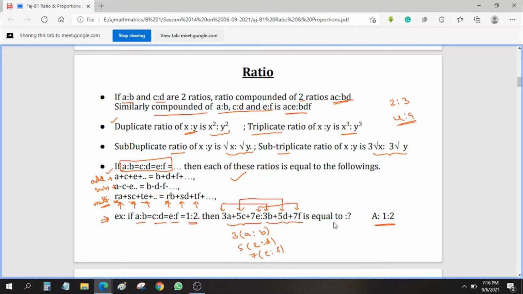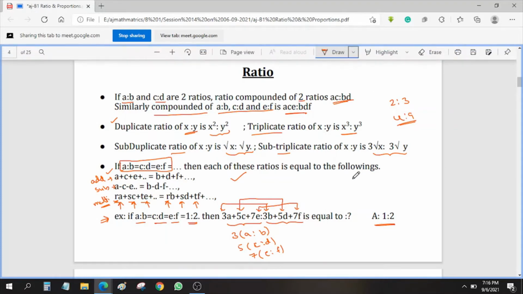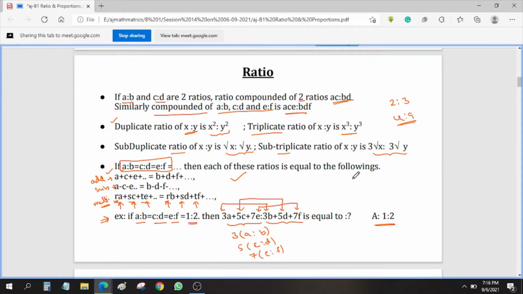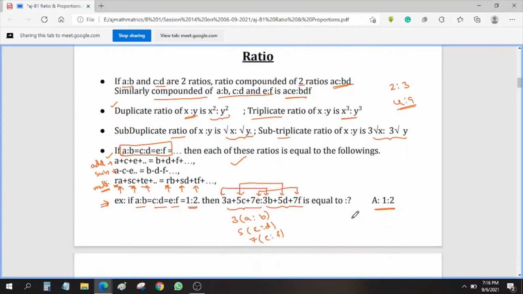There is a lengthy explanation for this. Actually, you need not know about it, because if I discuss that, it will be a time-consuming process. It's not at all important for us. So you can simply remember this formula.